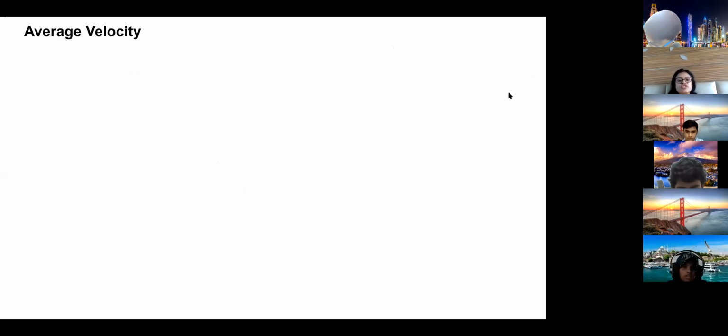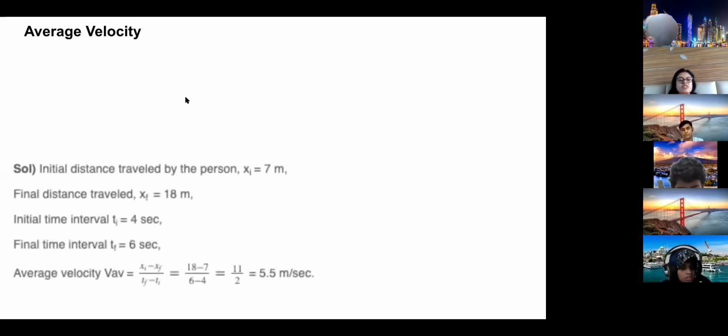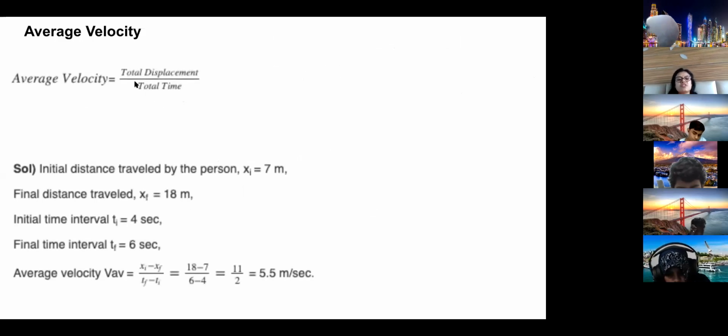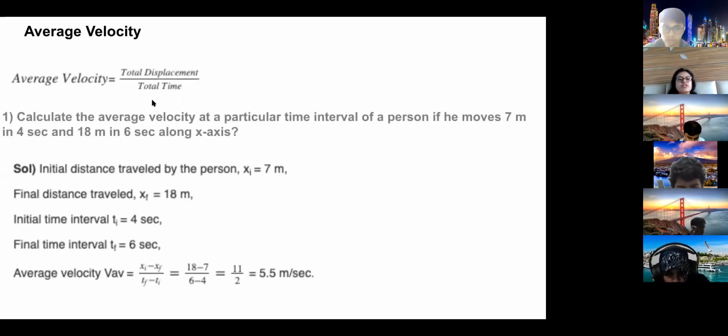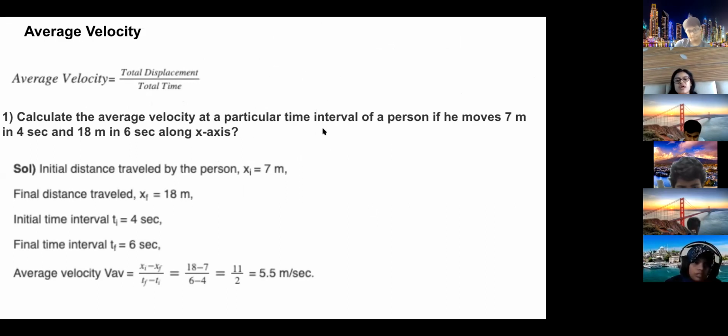Now coming to average velocity. Velocity means total displacement upon total time. I have already given you. Now the question asks: calculate the average velocity over a particular time interval of a person. Ma'am, what's the previous answer? 13.89. If he moves 7 meter in 4 seconds and 18 meter in 6 seconds along the x-axis, okay?